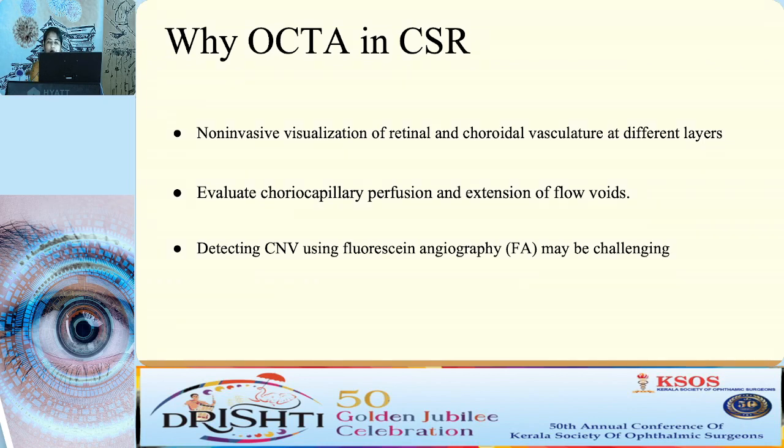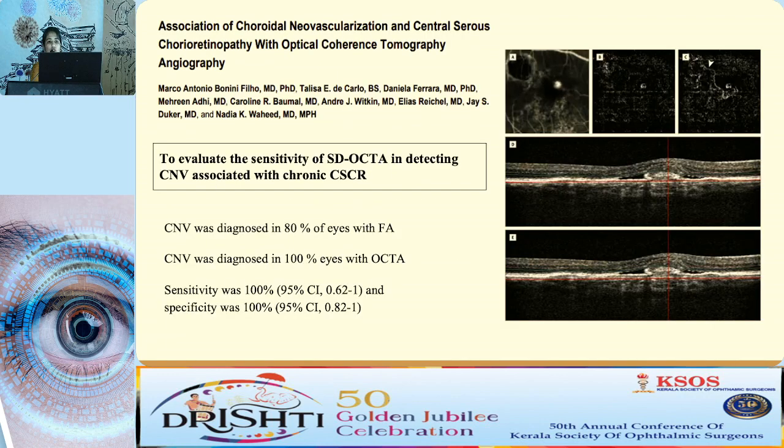So why OCTA? OCTA is a 3D non-invasive imaging modality which helps in visualization of retinal and choroidal vasculature, as we were hearing till now. It helps to evaluate the choriocapillary perfusion and the extension of flow voids. It helps in detecting CNV much more evidently than fluorescein angiography. Why? Because fluorescein angiography will have already existing features from the primary diagnosis of CSCR. So over that, finding out a CNV is a bit challenging.